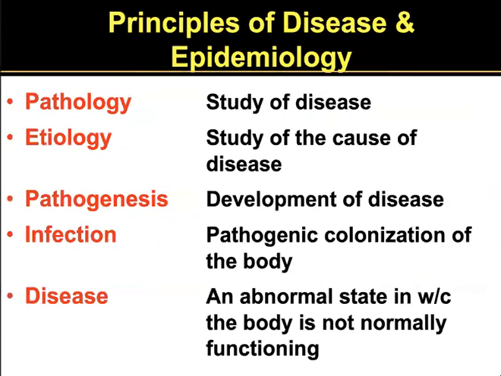Okay? So dito naman tayo sa principles of disease and epidemiology. So again, let's define terms. When we say pathology, it's a study of disease. Etiology, study of the cause of disease. Pathogenesis, it's the development of disease from the time na pumasok yung organism, to incubation period, up to the time na nagmanifest yung damage caused by the presence of the organism. Infection, this refers to pathogenic colonization of the body, and disease is already an abnormal state in which the body is not normally functioning.